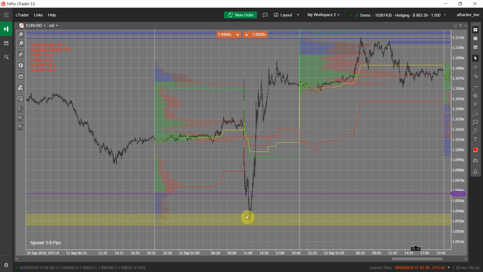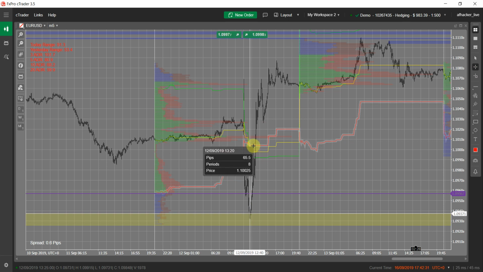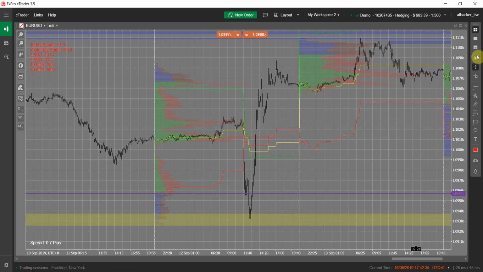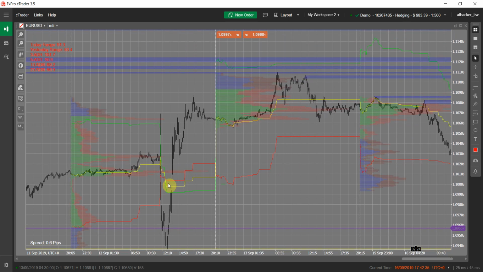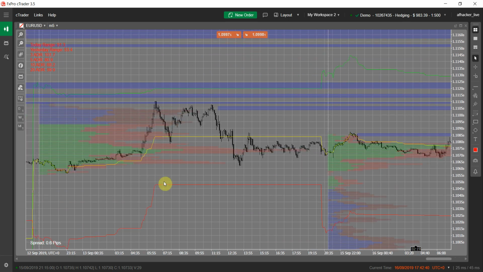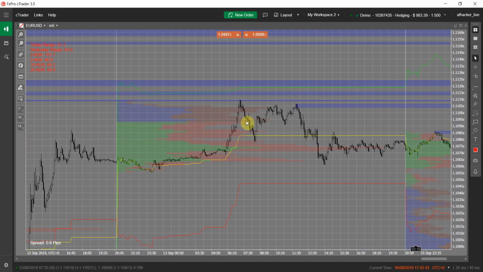And if you enter here and set your target somewhere here and your stop loss somewhere here, you will get this great setup and end up gaining something like, let me count this, more than 70 pips. And let me show you another setup here. Okay, I will zoom. This is another day.